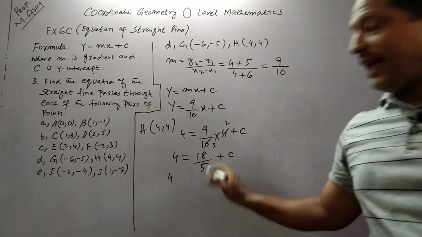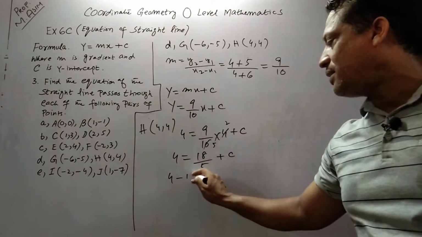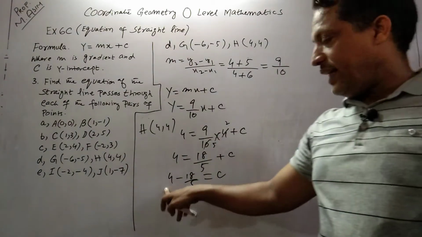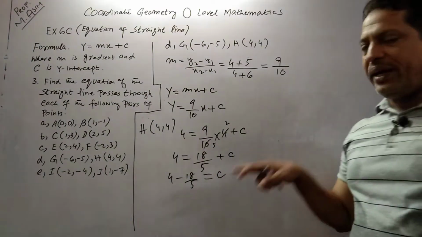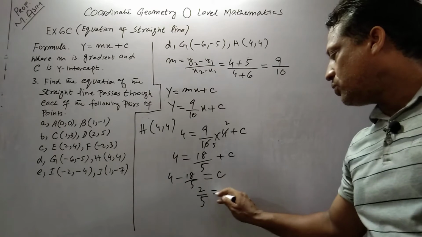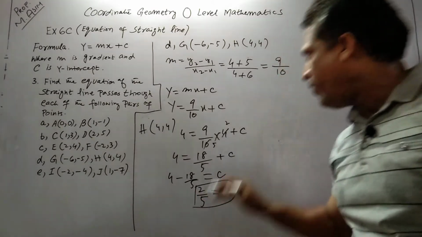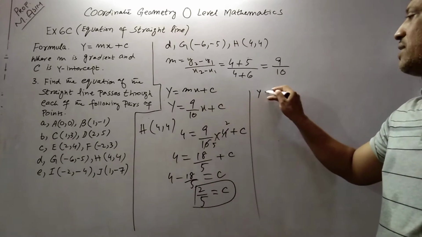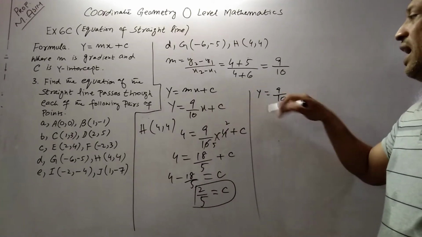Then move this 18 over 5 to the other side. The answer is 18 upon 5 is equal to c. And take the LCM to get the answer. I am writing directly 5 4s are 20 minus 18, 2 upon 5. So the value of c is 2 upon 5. And finally put this value of c in this equation. Y is equal to 9 over 10 x.